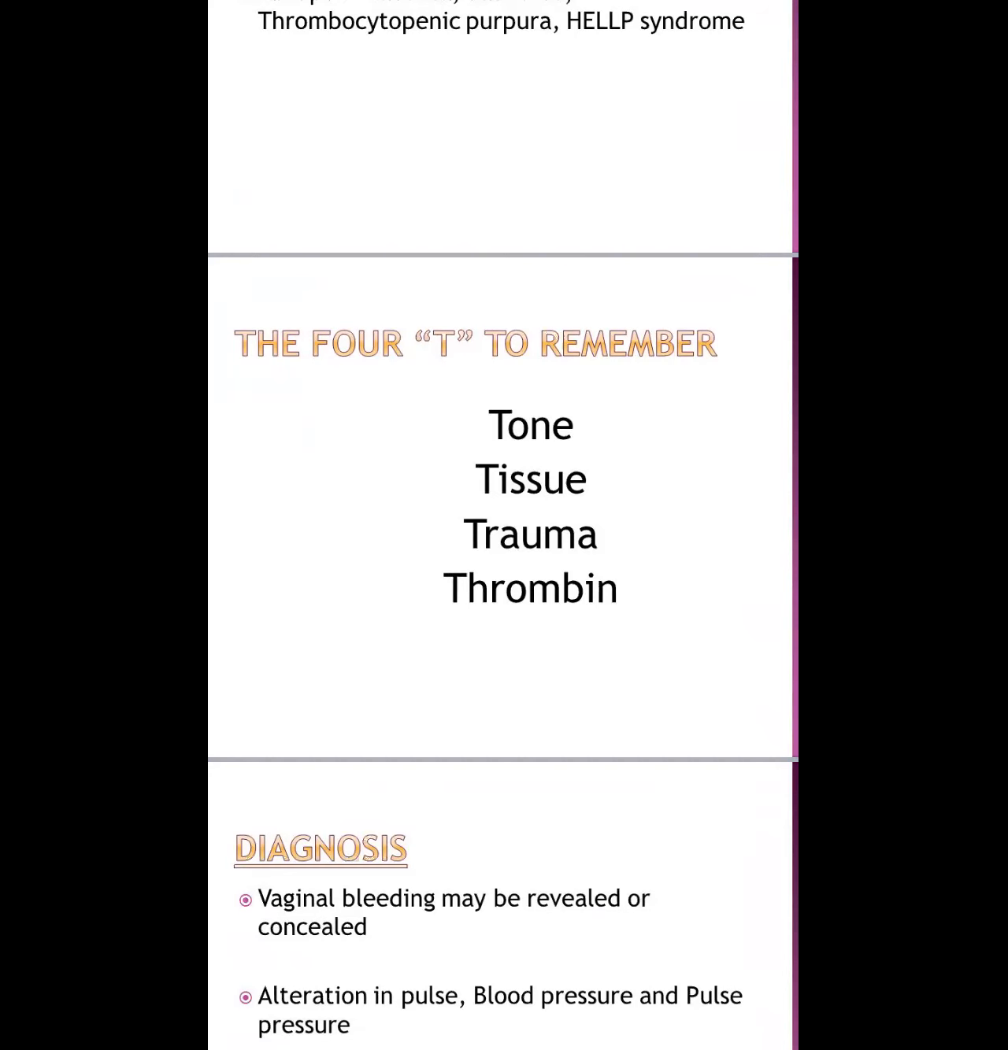Next is trauma. As I told you before, the lower genital tract traumas, for example cervical tears or lacerations, or vaginal tears and lacerations. And the final is thrombin and coagulopathies like hemophilia, von Willebrand disease, etc. Next slide.